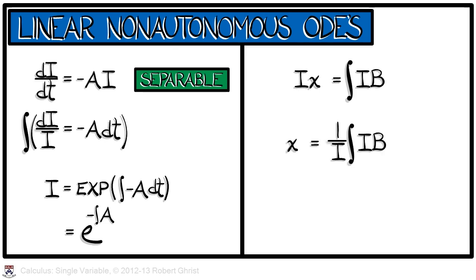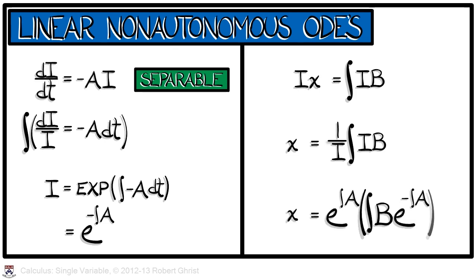We can solve for x and obtain, after substituting in our formula for I, a scary looking but very useful equation. The solution is x equals e to the integral of a, times the integral of b times e to the negative integral of a.